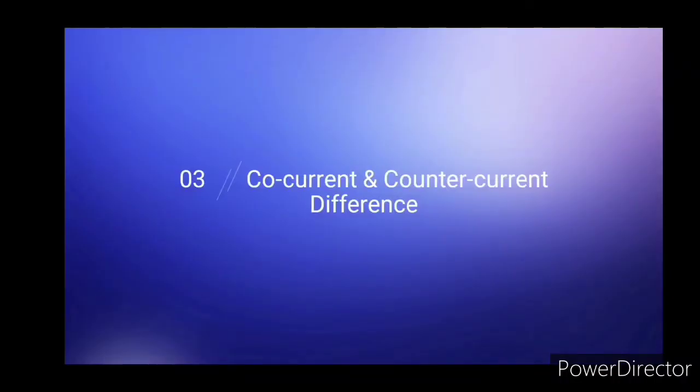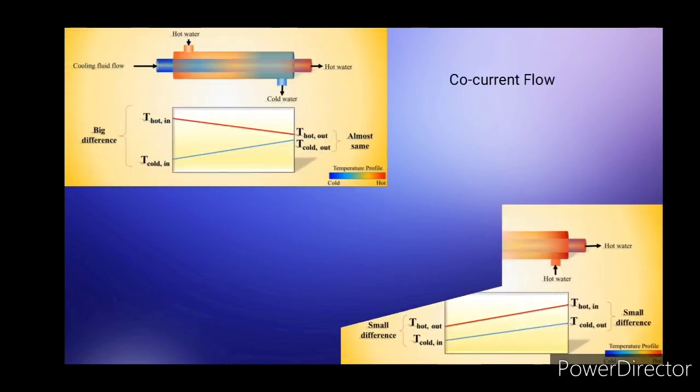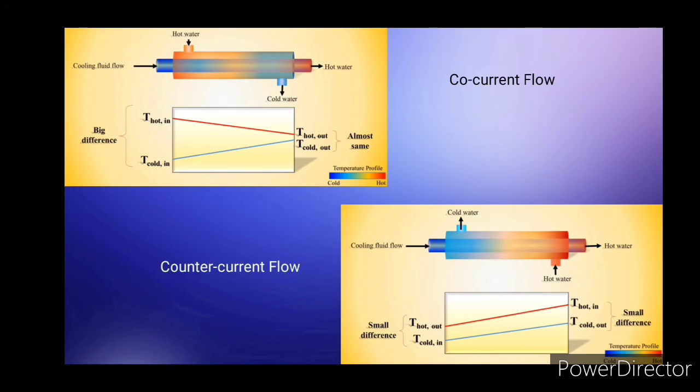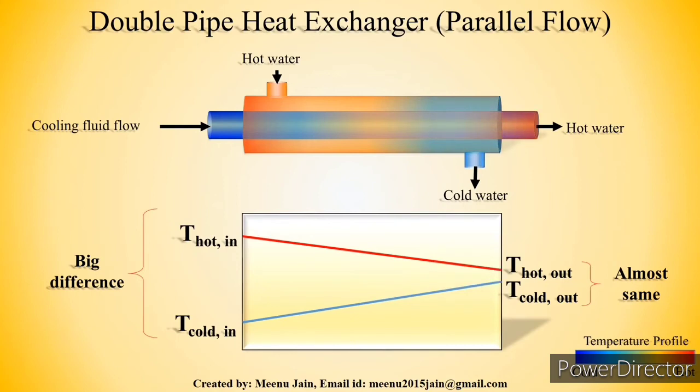Next, co-current and counter-current difference. This is diagram for co-current flow and counter-current flow. In parallel flow, hot and cold fluid flow in same direction. The temperature difference between hot and cold fluid decreases along the length from inlet to the outlet.